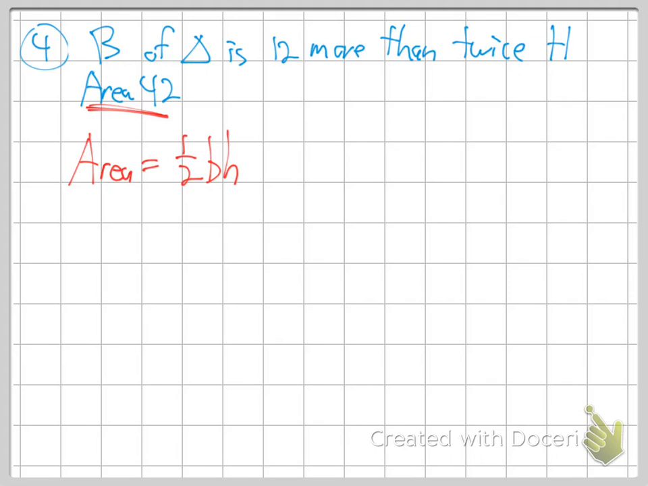Okay, so let's write out our formula. So the area, that's 42, is 1/2 base and height. What can we do there? What can we put in for B?